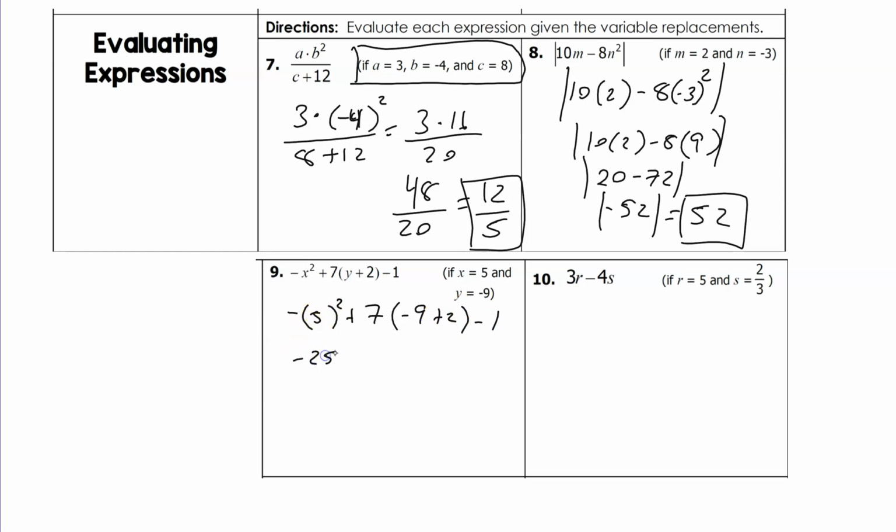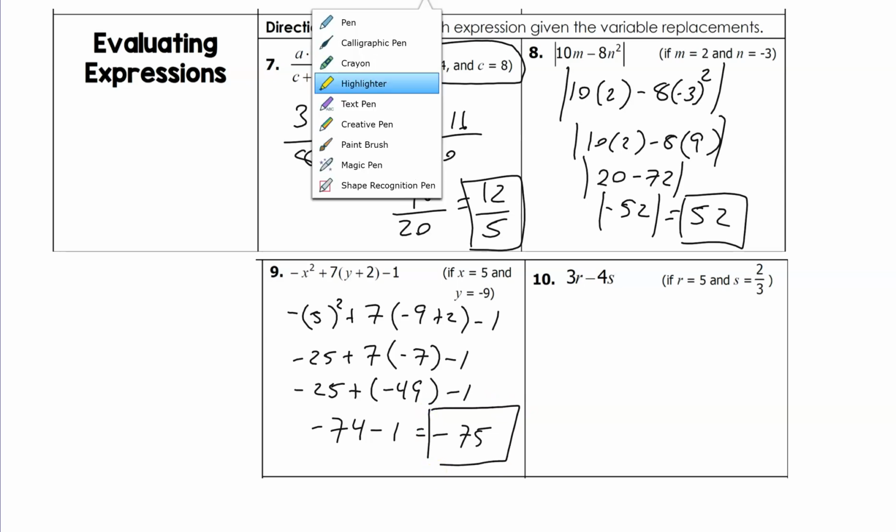So it's negative 25. All right, this exponent is only attached to this x, not the negative sign. If it was all in a parenthesis, then it would be negative 5 times negative 5. Plus 7 times negative 9 plus 2, right, is negative 7 minus 1. Deal with our multiplication first. Negative 25 plus negative 49 minus 1. Right, now we're all addition and subtraction. So it gets us negative 74 minus 1 is negative 75. All right.